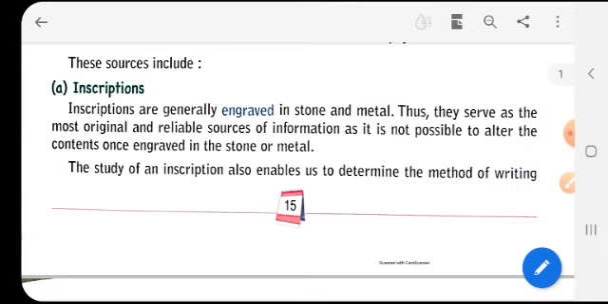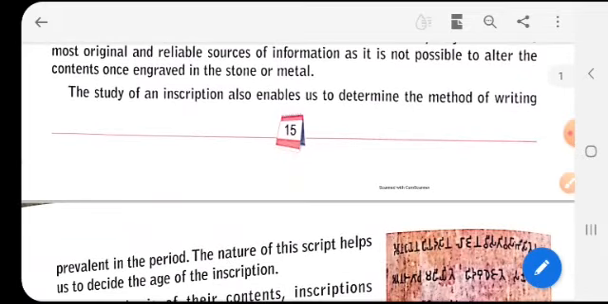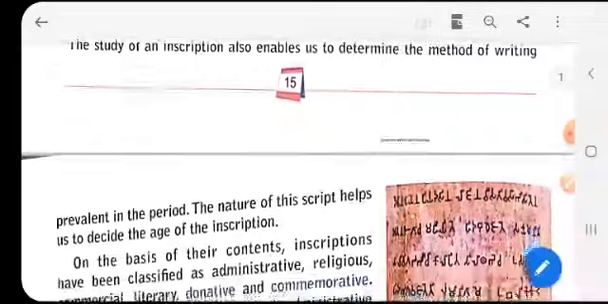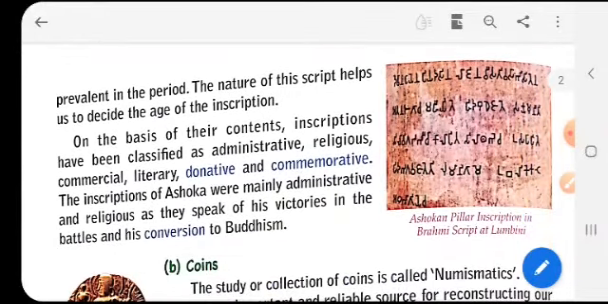Thus, they serve as the most original and reliable sources of information, as it is not possible to alter the contents once engraved in the stone or metal. Since engraving on stone and metals cannot be tampered with, destroyed or spoilt, these sources cannot be changed. So these sources are more reliable and they are the most original sources of information of our historic things. The study of an inscription also enables us to determine the method of writing prevalent in the period.